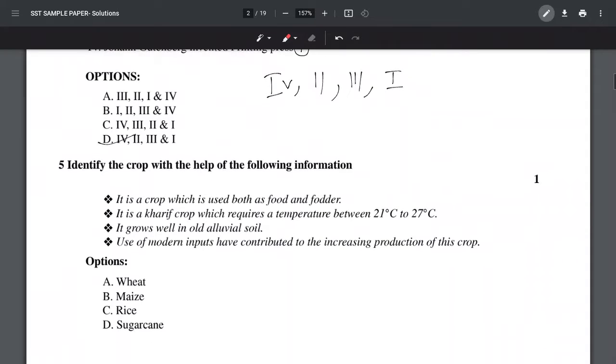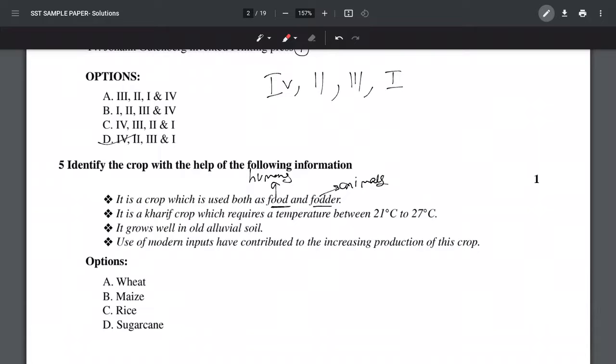Next question. Identify the crop with the help of the following information. So there is a few information given. Let's read it. It is used both as food also and fodder also. Food as in it is a food for humans. Okay, and it's a fodder for animals. Okay, that's one thing given.